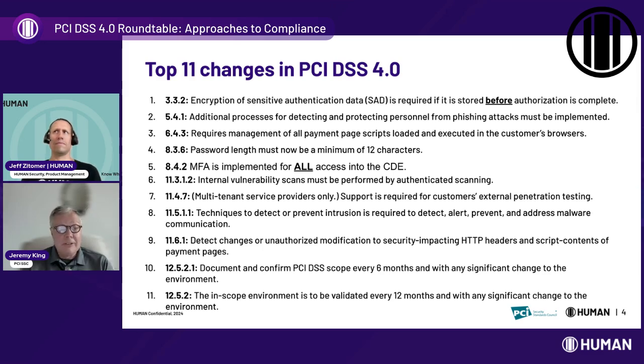Another one that's been around for a long time but is now finally into the requirements, and that is we have to document and confirm PCI DSS scope every 6 months and after any significant change. Many assessors used to refer to this as requirement 0. It now has its proper requirement, and it's something we expect people to do, because you should know what your scope is. If you don't know what you're trying to protect, how can you protect it? And again, the in-scope environment is validated every 12 months with any significant changes in the environment being noted and confirmed. So really, that's a short summary of the changes in DSS version 4.